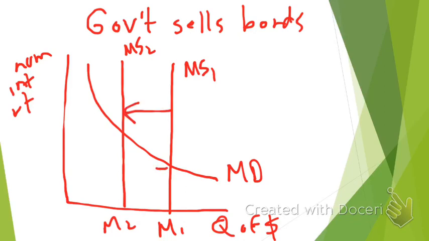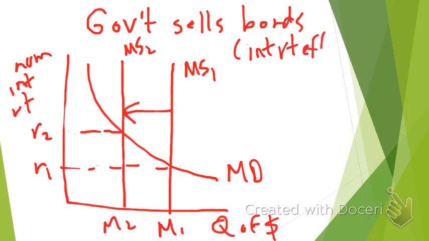And so our interest rate goes from R1 up. It increases the interest rate. There's less money, so money's more expensive. So the interest rate goes up. This is the interest rate effect. Okay, so that's a graph of the government selling bonds.